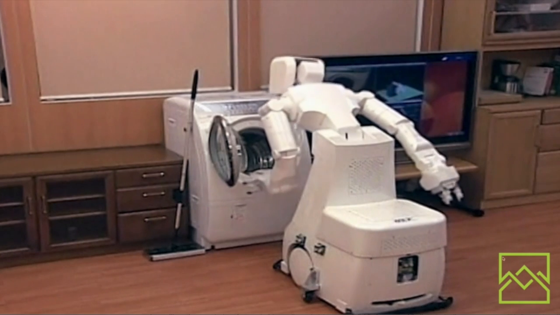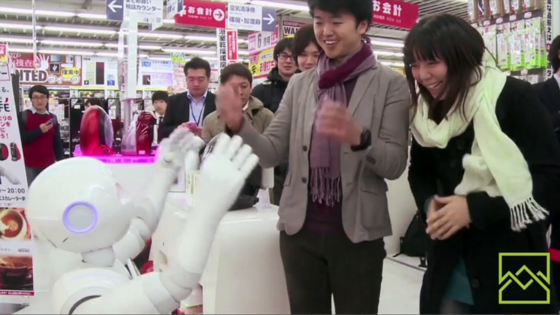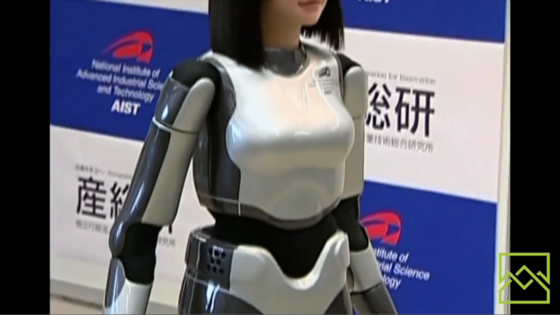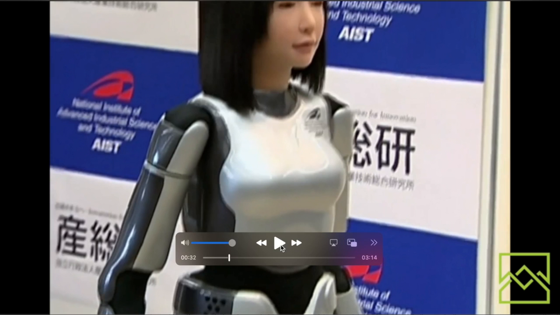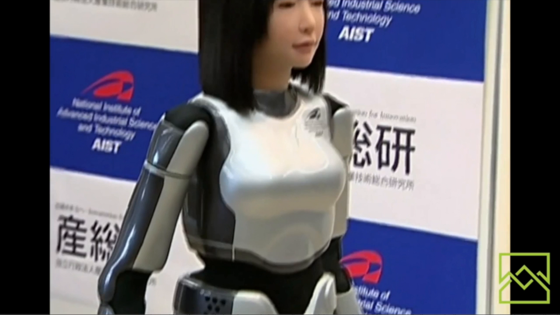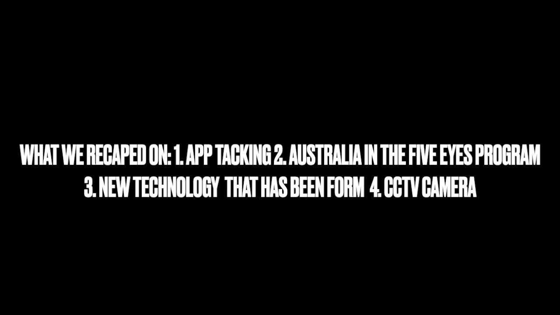Firstly, let's recap on last video. We touched on how we can stop app tracking, how Australia is part of the 5 Eyes program that was created by the United Nations, talking briefly about CCTV cameras and how it prevents crime or helps the safety of the public, and touching on the new technologies we've had since the pandemic started.